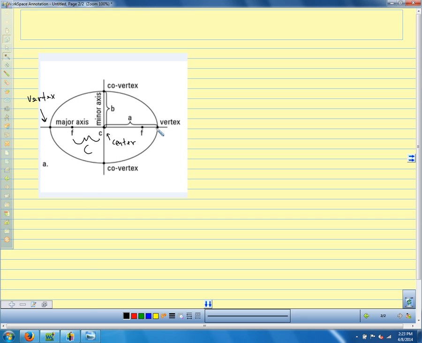So center to a vertex is A. Center to co-vertex is B. Center to a focus is C. I'm going to draw in one other segment here. I'll do that in red.